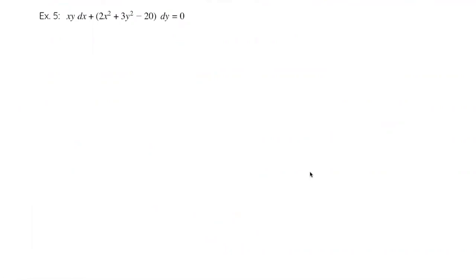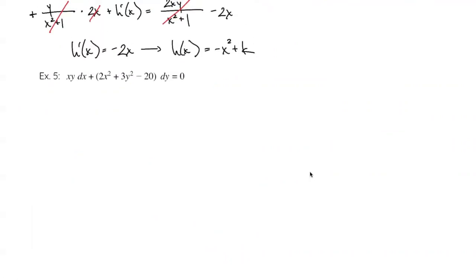So let's take a look at this and see if this is exact or not. All right, so number 1, is this exact or not? All right, so I'm going to take my M and I'm going to take a partial with respect to y. And so xy becomes x. All right, then I'm going to take my N and I'm going to take a partial with respect to x. And I get, what do I get? 4x plus 0 plus 0, so just 4x.